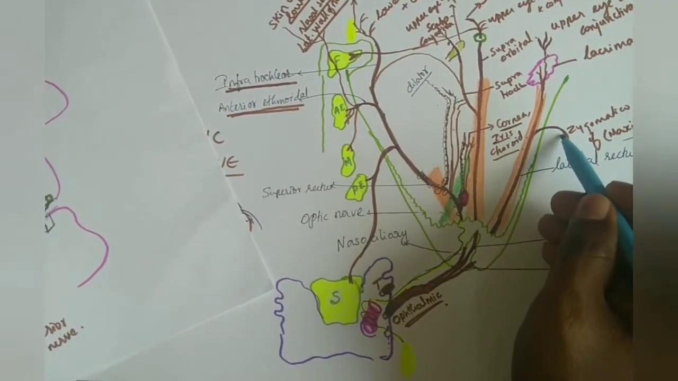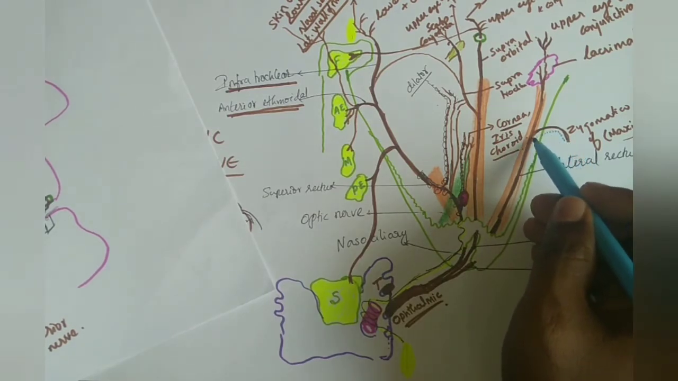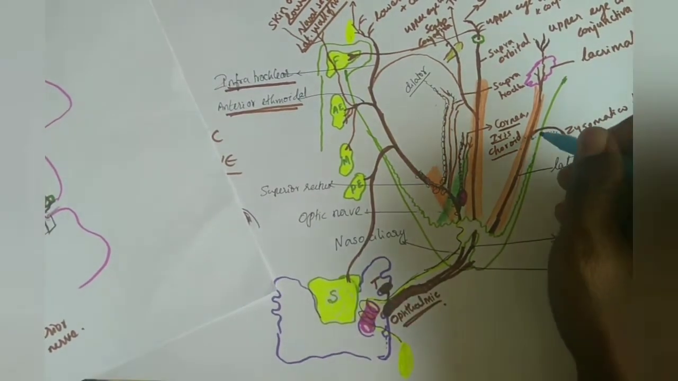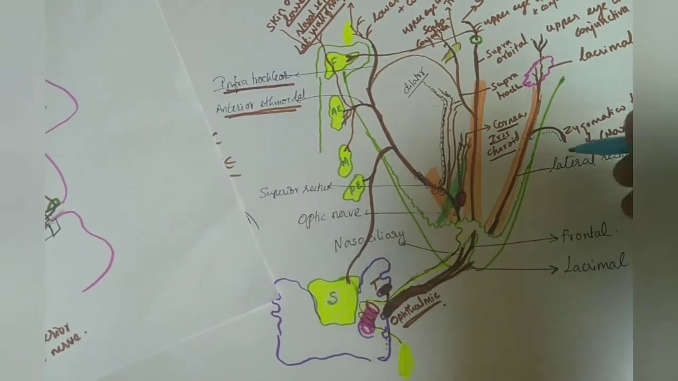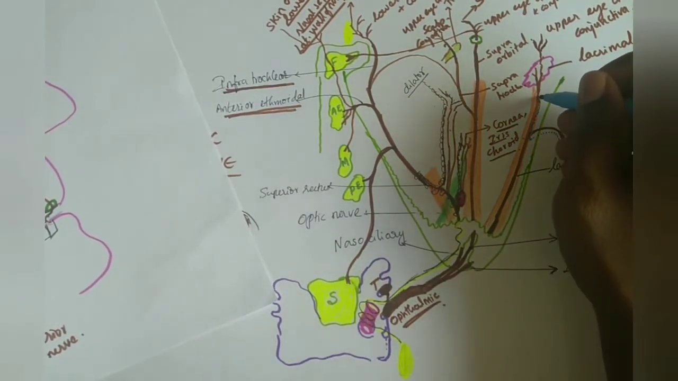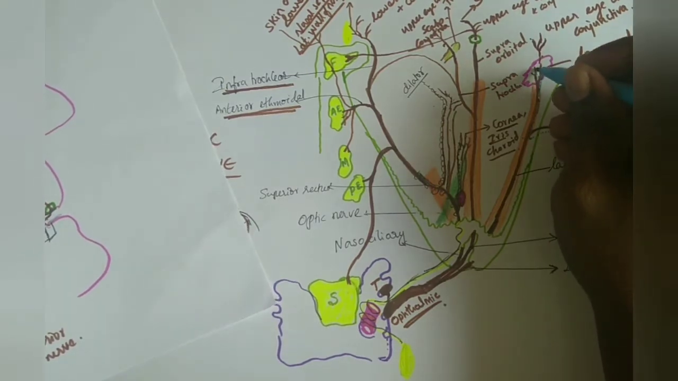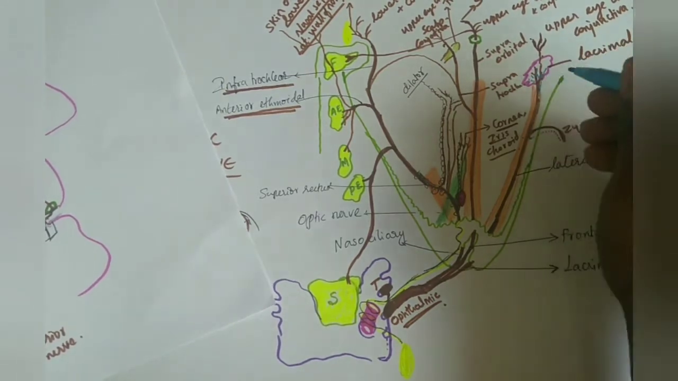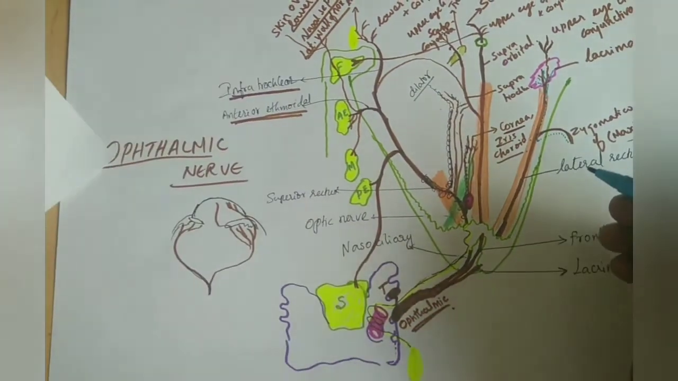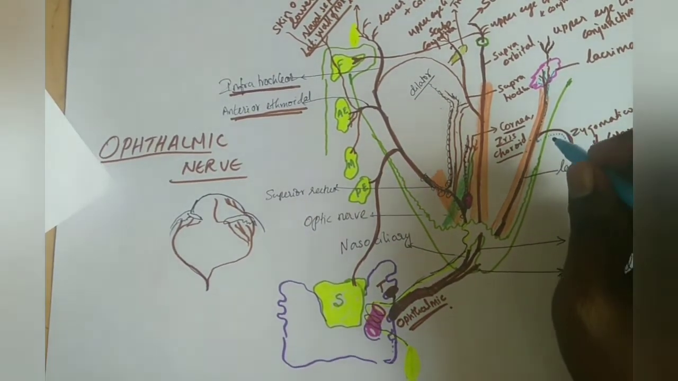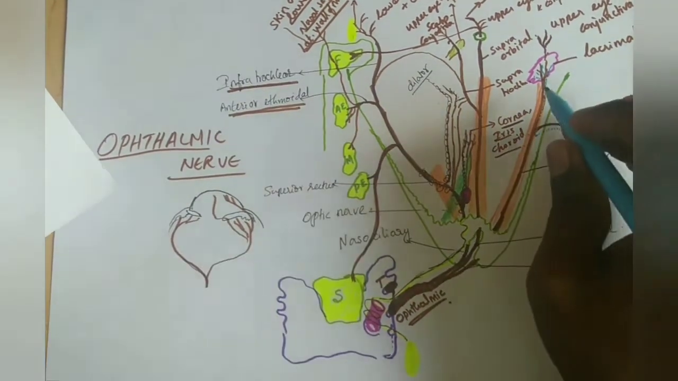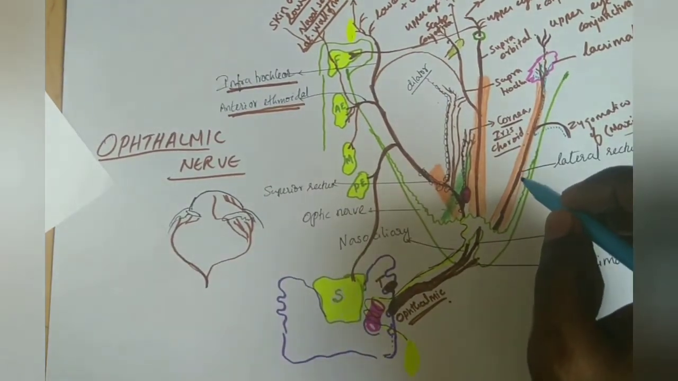The nerve fibers carrying the secretomotor fibers to the lacrimal gland come through this communicating branch. Then they re-enter the lacrimal nerve to supply the lacrimal gland. So this is how the lacrimal gland receives its secretomotor fibers. This is how the facial nerve supplies the secretomotor fibers to the lacrimal gland via the trigeminal nerve.